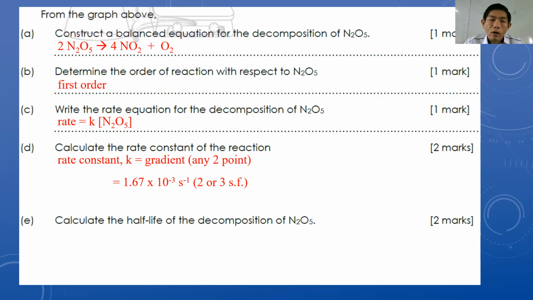So if you get outside the range, that means somehow you must have determined the graph wrongly in here. Okay, so they will not give you any marks for the answer. And finally for E, calculate the half-life of the decomposition of N2O5.